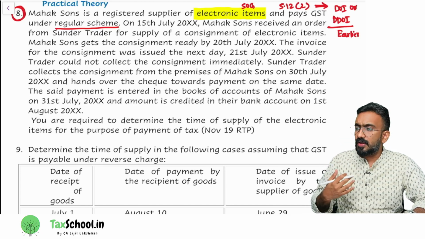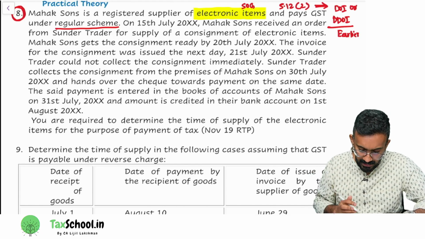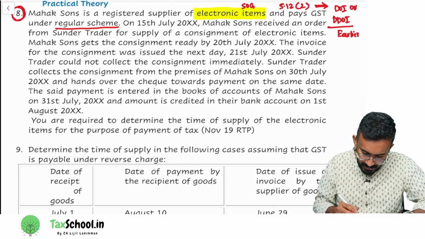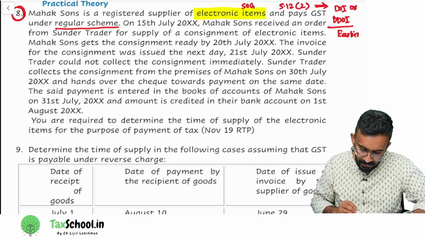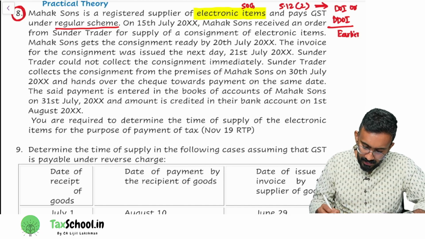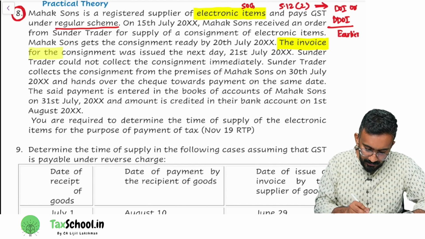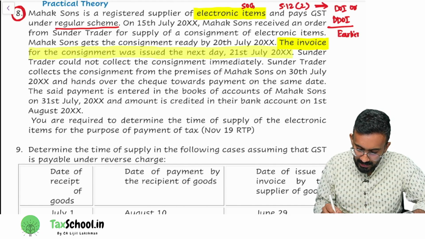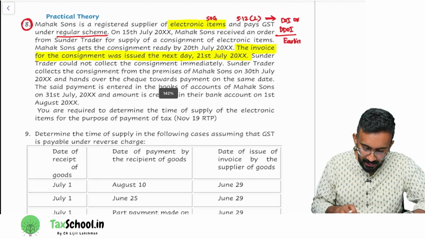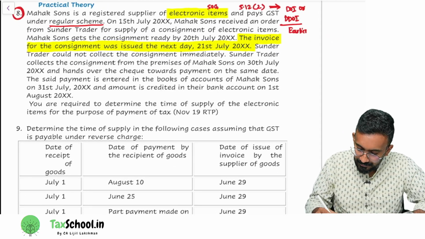So there is a lot of irrelevant information available in this question. So first I will go and identify date of invoice. What was the date of invoice in our question? There is a sentence like this: invoice for consignment was issued on the next day, that is 21st of July. So I have written the date of invoice is 21st of July.